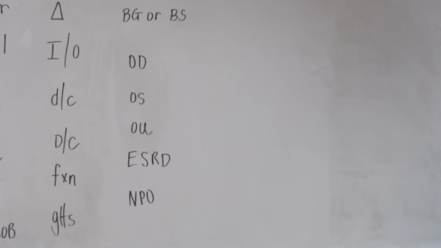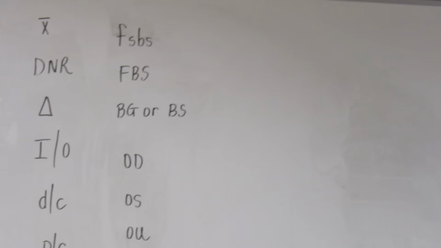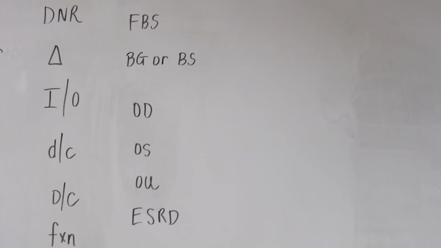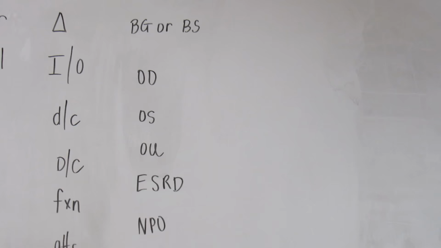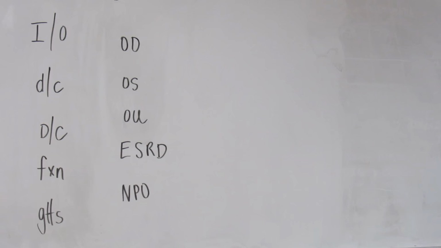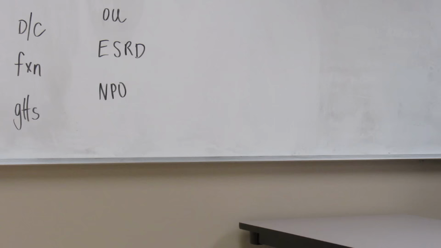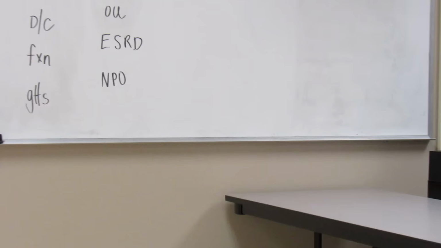Moving on to the second to last column, the X with the line over it is except, y'all. E-X-C-E-P-T, as in an exception. DNR stands for do not resuscitate. The triangle refers to change or delta. I/O is intake and output. Next we have DC, little DC and big DC. The small DC is discontinue. The large DC is discharge. FXN refers to function. GTTS is drops. Then we move on to the last column.